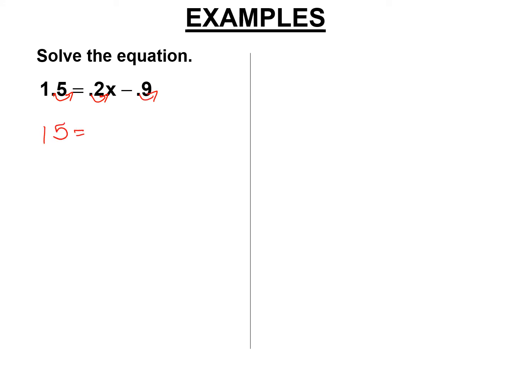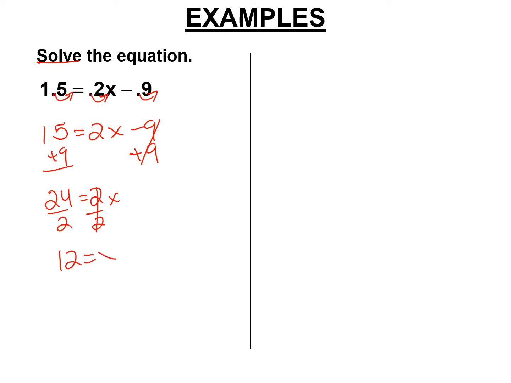So I get 15 equals 2x minus 9. And now we're solving it, right? We're not just doing that. 15 plus 9 is 24. 24 equals 2x. Divide both sides by 2. 12 equals x.